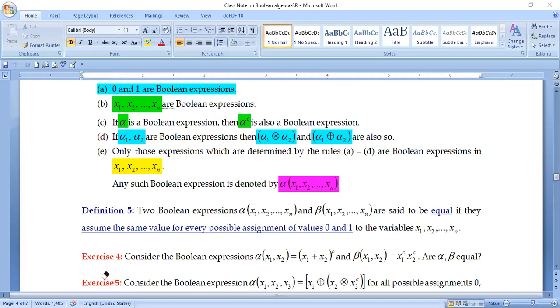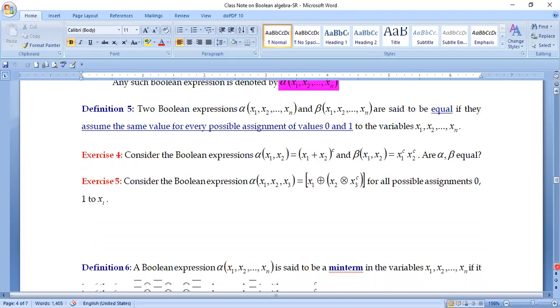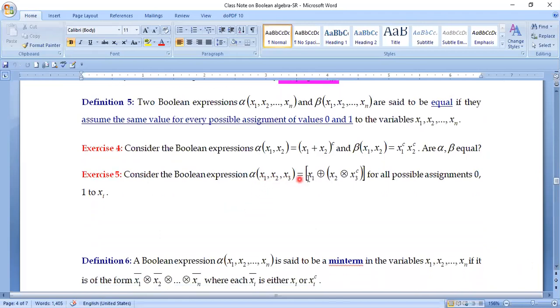So I leave this particular problem, exercise 5, for you to solve by yourself. Here you are just going to find this big expression. You are going to prepare a table, a chart for this, and you can compare the final column. The final column will be x1 plus x2 into x3 complement.